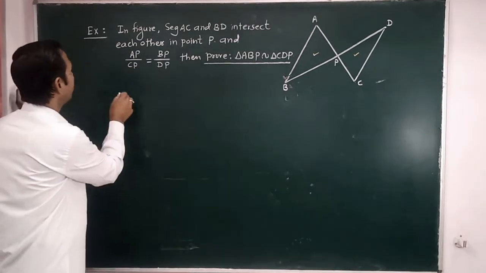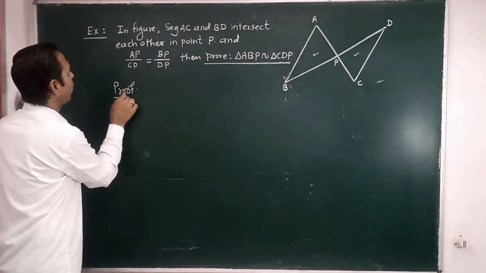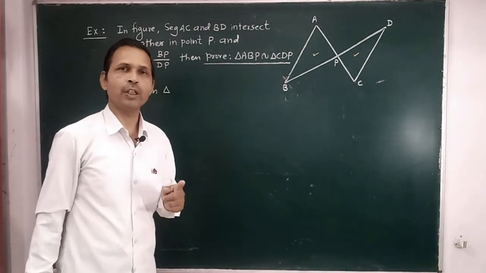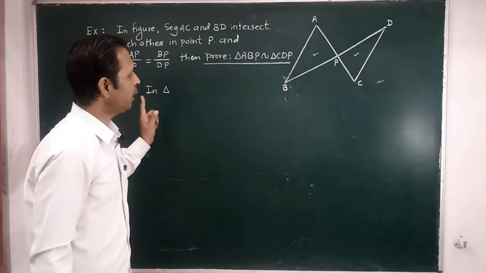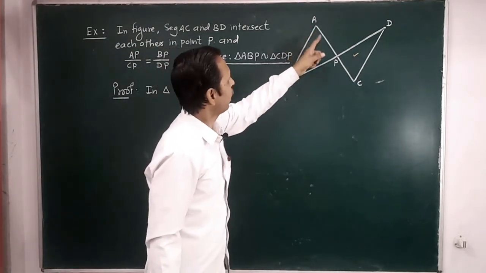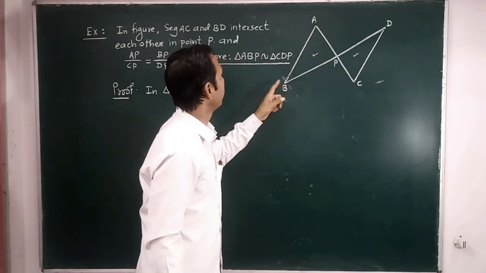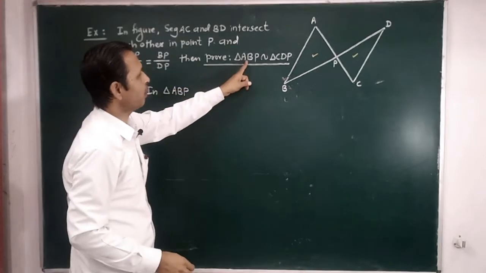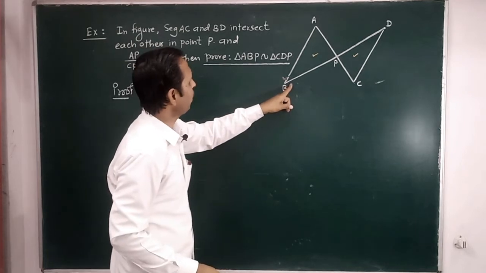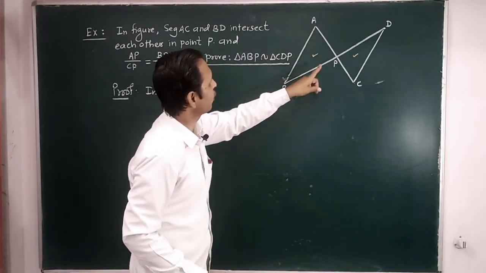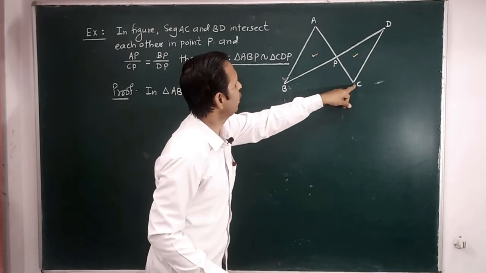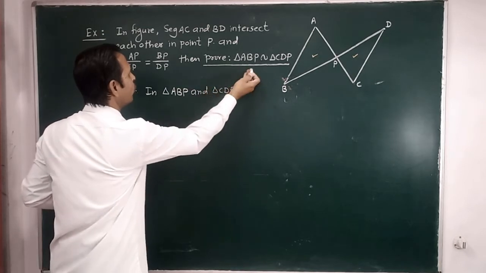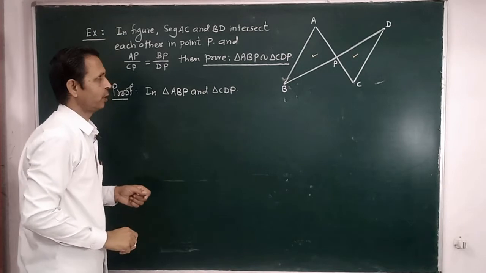Now how do we write the proof? See here, proof: in triangle, write the names of the triangles with one-to-one correspondence. Again in triangle, first triangle we write ABP, the same name ABP we take. Then the next triangle is CDP. The names of the triangles are again in one-to-one correspondence.